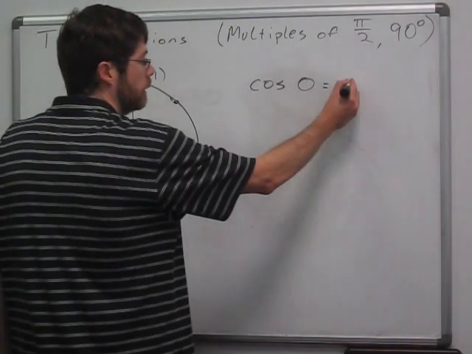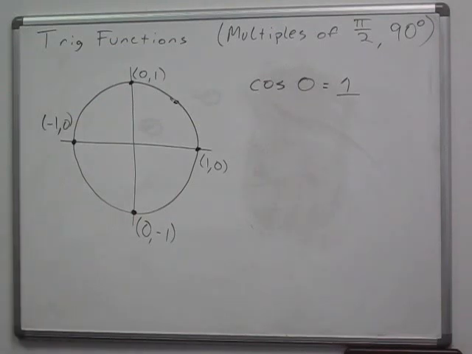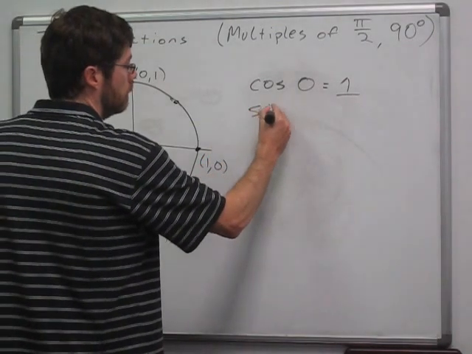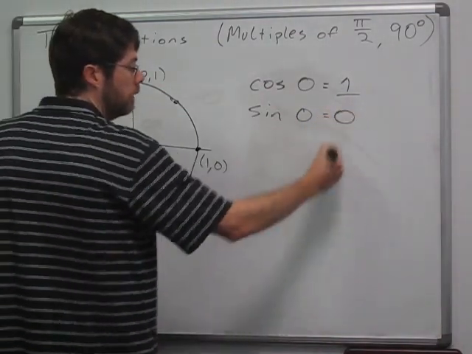So the cosine of 0 is the x coordinate there, right? 1. Sine of 0 is going to be the y coordinate, which is 0.